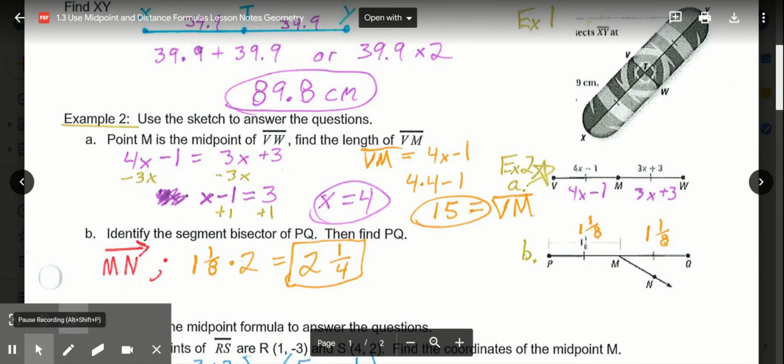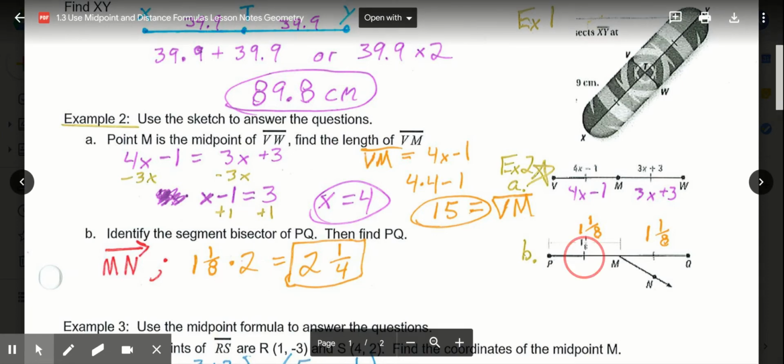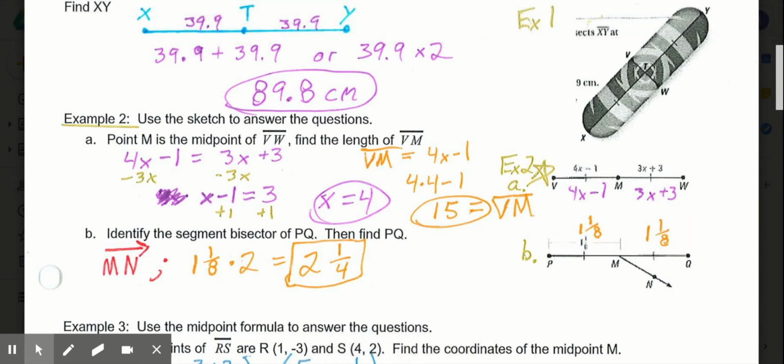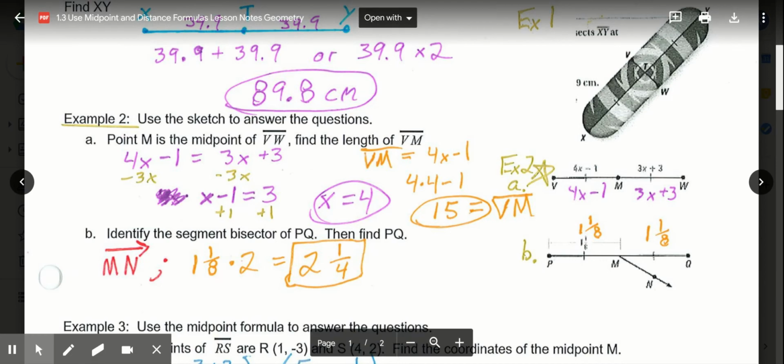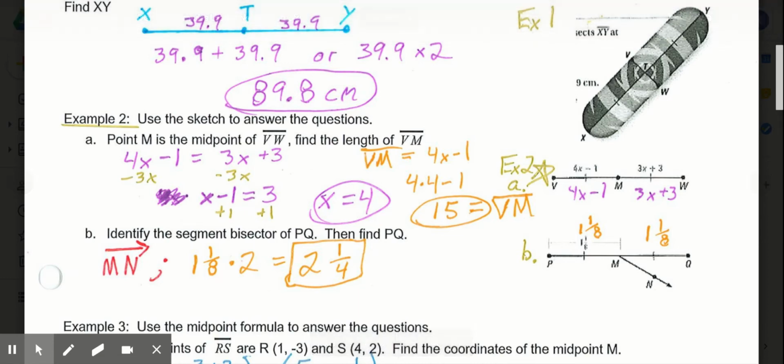Then, to figure out the second part of the question, it asks us to find PQ, the distance of P to Q. So in this case, the distance of P to Q can be figured out based on knowing PM and MQ are the same. So if I add those together, or double one of them, I get the answer for PQ. So in this case, I have 1 1/8 plus 1 1/8, or multiplied by 2. So that gives me 2 1/4.